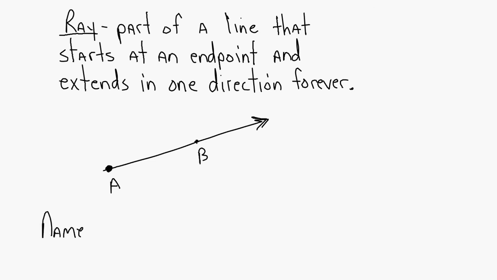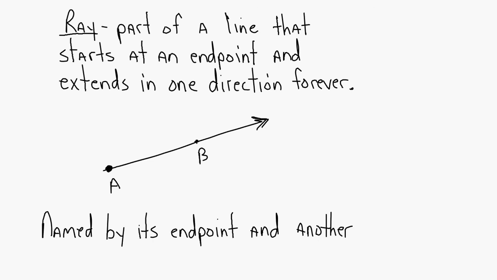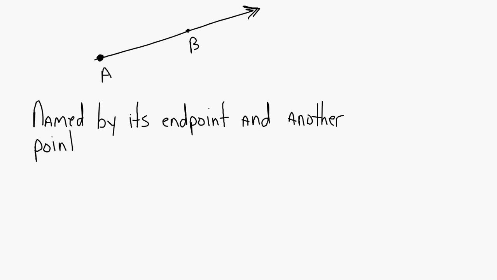Named by its endpoint and another point on the ray. Everybody okay with that? So we name this, watch the symbol, ray AB. Ray AB starts right here at A. It goes through B in that direction forever.